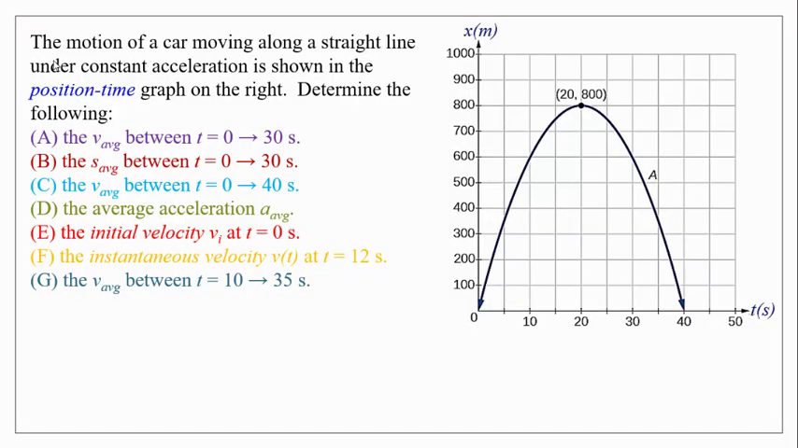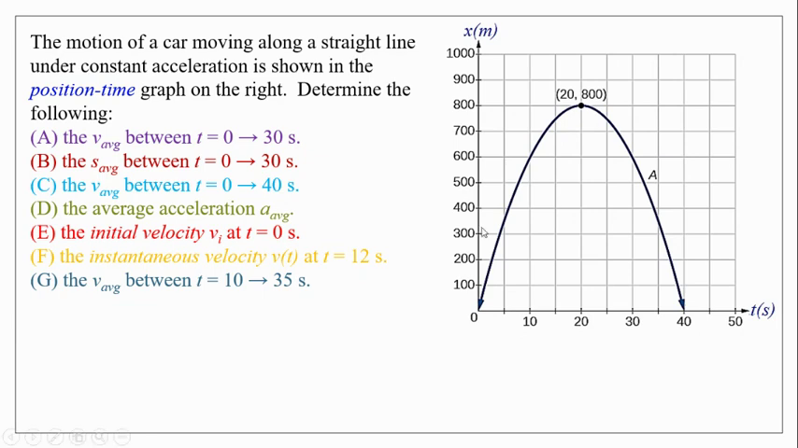So in this particular video, there is the motion of a car moving along a straight line under constant acceleration, aka uniform acceleration, and the motion is shown in the position time graph on the right here on my screen. Okay, so here we have an xt graph that corresponds to the car's motion along a straight line, aka along the x-axis in this case.